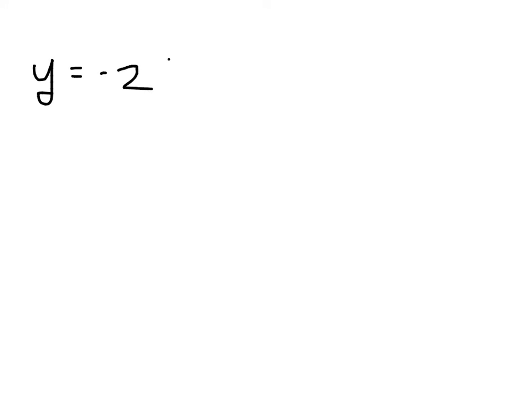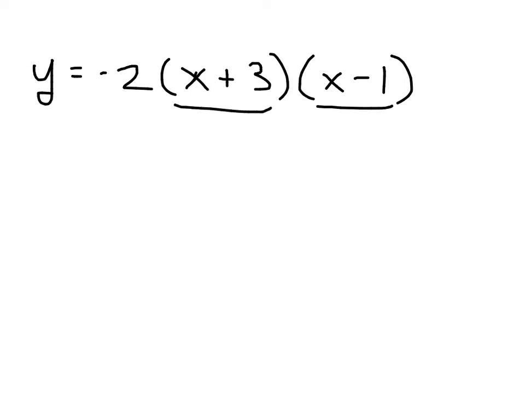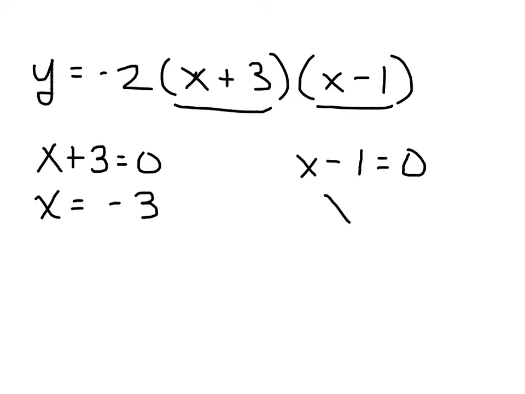y equals negative 2(x plus 3)(x minus 1). When it's in this form, here's what you start with. Set each of these equal to 0. x plus 3 equals 0, x minus 1 equals 0, and solve them. What would you get for the first ones? x equals negative 3, and x equals 1, by subtracting 3 or adding 1.